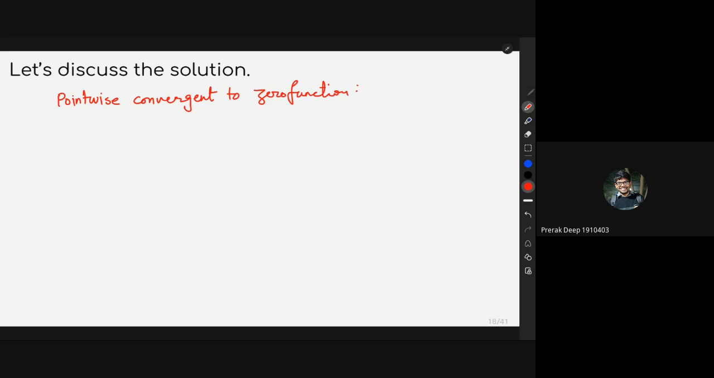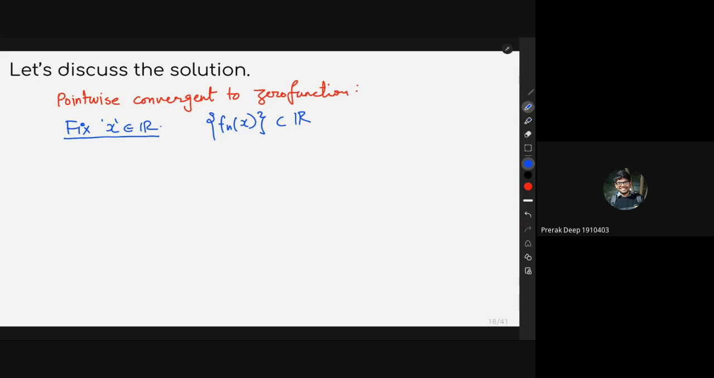Okay, so what do we mean by that? First of all, pointwise convergent. If you fix your x in R and you consider this sequence, this becomes a sequence in real numbers, because each of its entries is a real number.